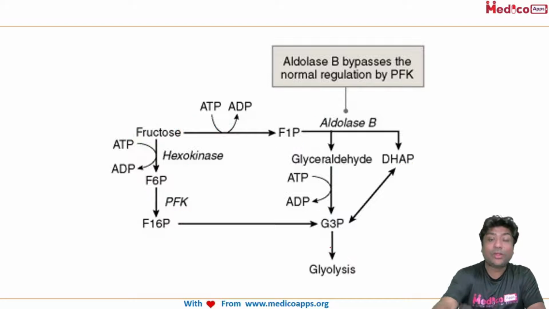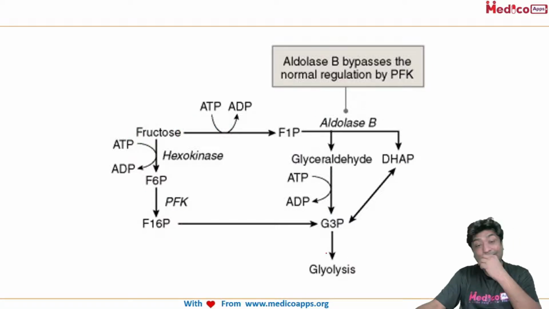So what are the deficiencies and what are the diseases associated? Remember, imagine if this fructokinase is absent. Then what will happen? Will fructose be accumulating? Yes, fructose will be accumulating, but the accumulation will not be very high because some amount of fructose can go into this pathway, because hexokinase can also convert fructose into fructose 6-phosphate.